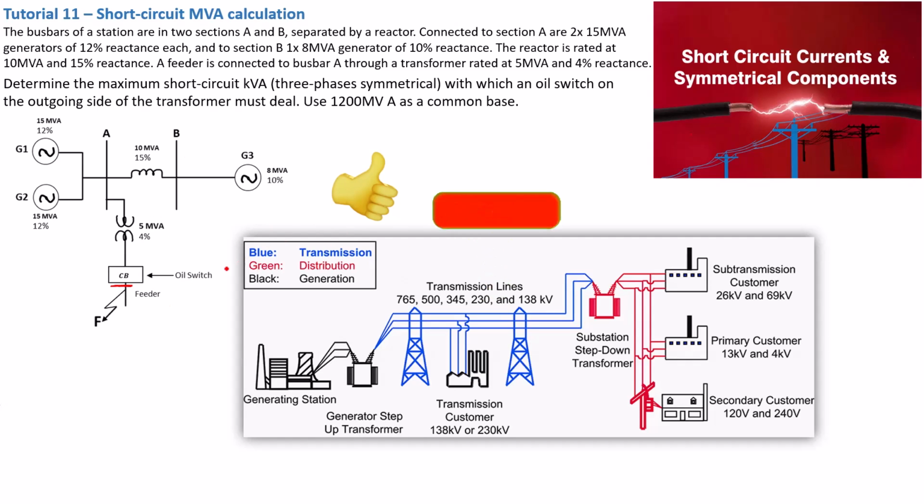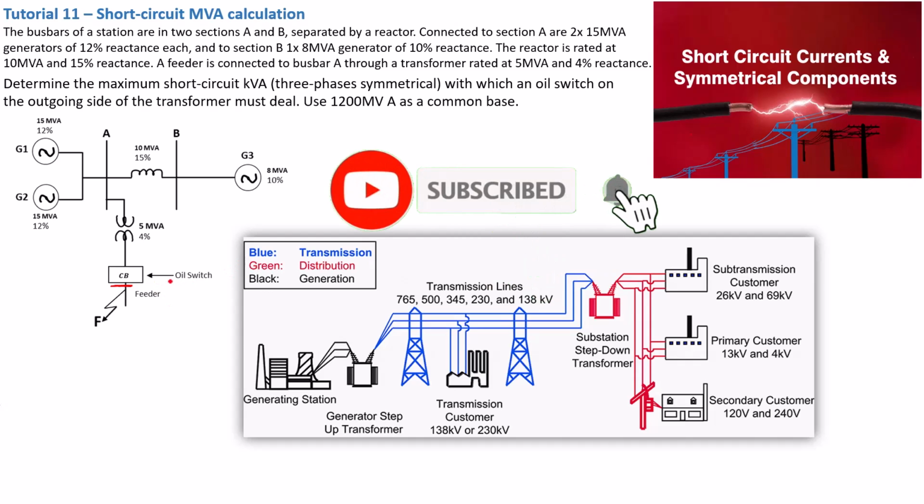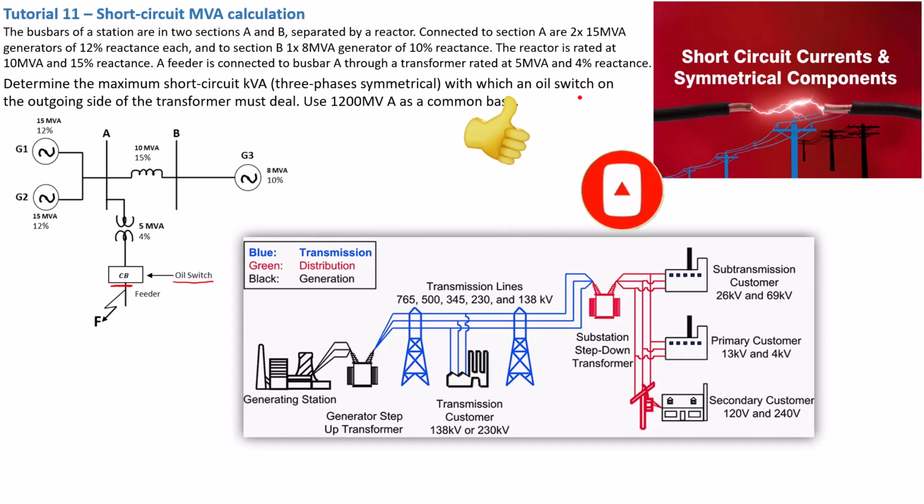Now in the problem statement, as we can see here, they've denoted this circuit breaker as an oil switch, right? Obviously this is an oil circuit breaker, which basically means it's an electrical switch that is immersed inside an oil tank, just like an oil circuit breaker that uses oil as an arc quenching medium.